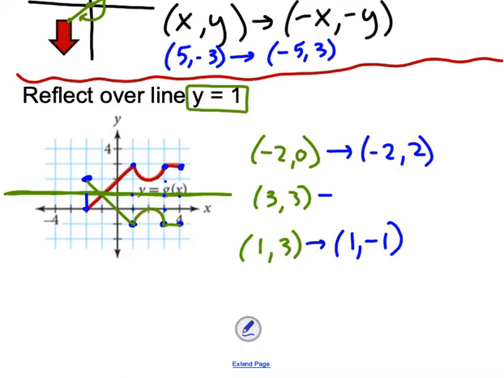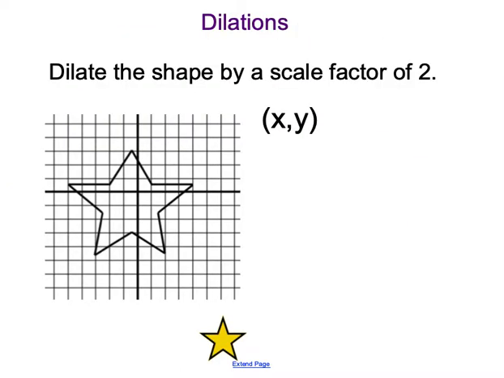If you needed 1 more point, this guy right here is 1 away from the line of reflection, you go 1 more. So then you can see what your new picture would look like. All right, those are the rules for reflection. We're getting closer. Dilation, pretty easy.